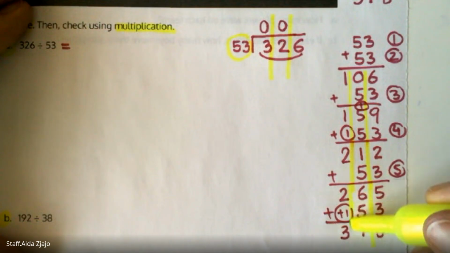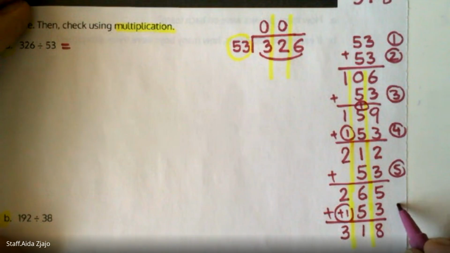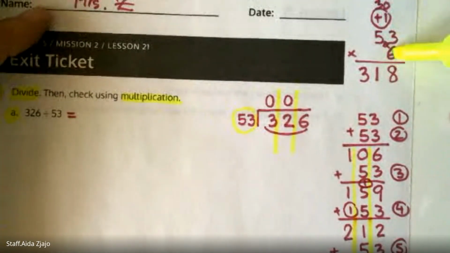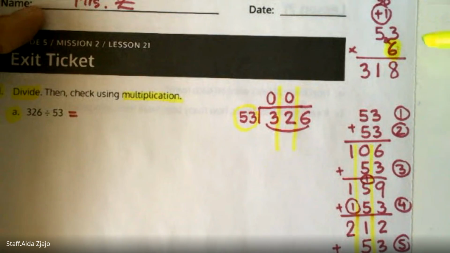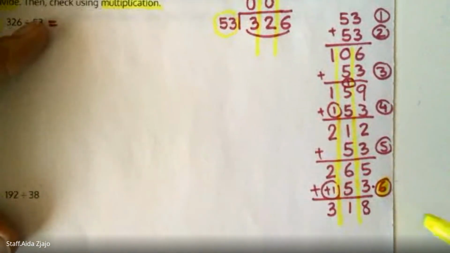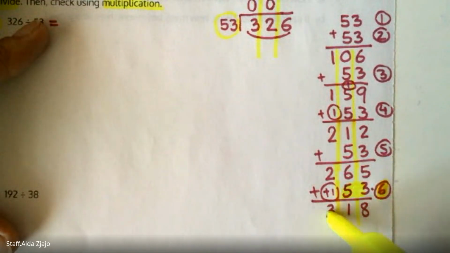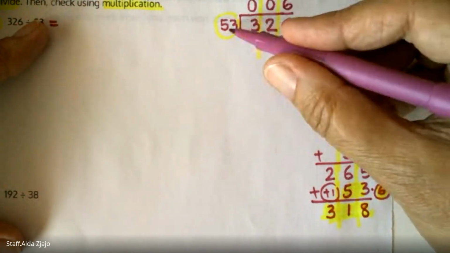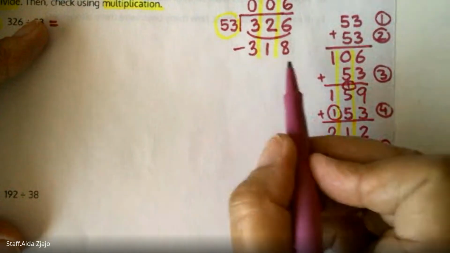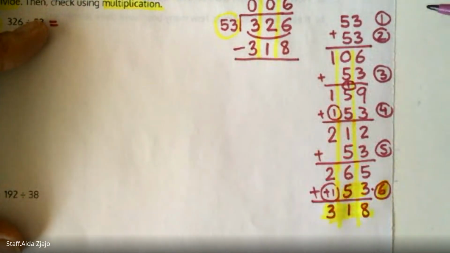So now I have my multiplication. It's lots of work, guys, but you still came with the same answer: there are 6 groups of 53. Look, 318. So 6 times 53 is 318, not 326. So there will be a remainder.